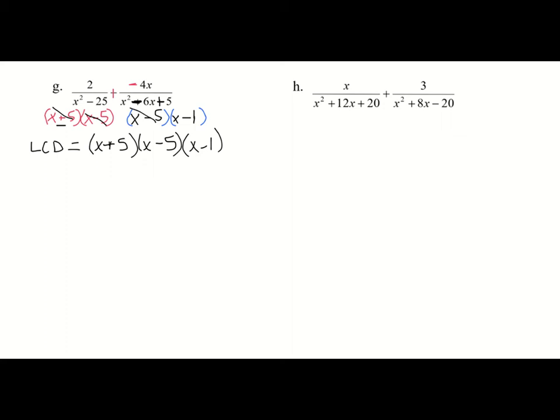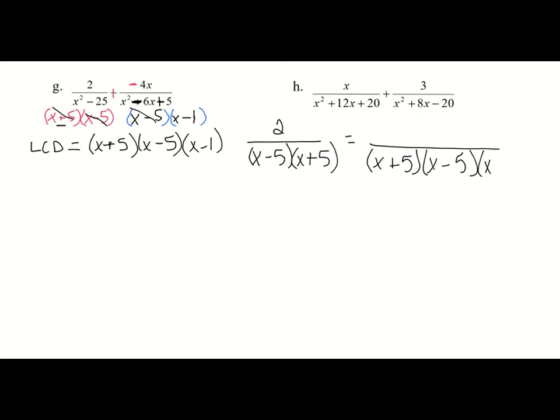So this one, we have 3 factors in our LCD. It's going to be kind of a pain, but it's not going to be horrible. All right, so my 2 over x minus 5, x plus 5. In order to have an LCD of x plus 5, x minus 5, and x minus 1, we need to multiply the top and the bottom by x minus 1. So that's going to give me on the top 2x minus 2 when I distribute.